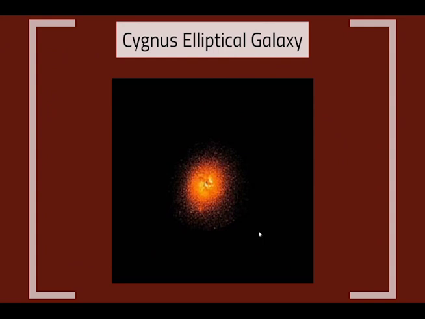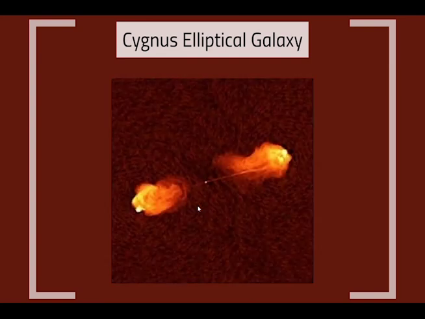So these radio waves appear all over in space. Here's the Cygnus elliptical galaxy. It's one of those round, shapeless galaxies that are out there. This is what it looks like in optical light. It's light that we can see. But if we were to go to radio light, it looks very different.